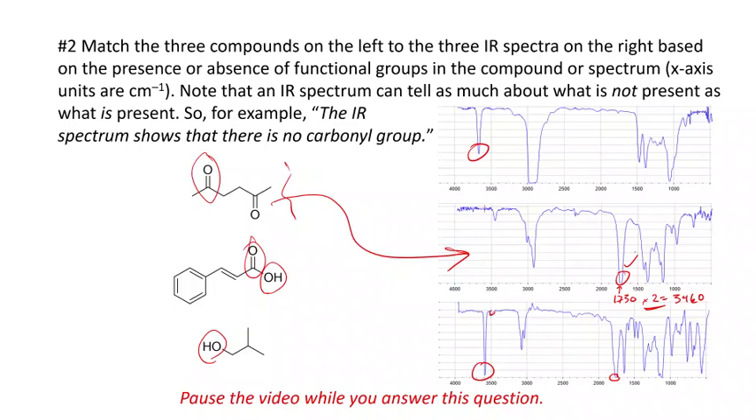Now, for the 2 OHs, the big difference is that one has a carbonyl group and one doesn't. Well, the carbonyl group region is in the 1700 to 1800 region. And in fact, look at this. This spectrum on the top does not have a carbonyl group, so that must be that one. And that leaves this one here.